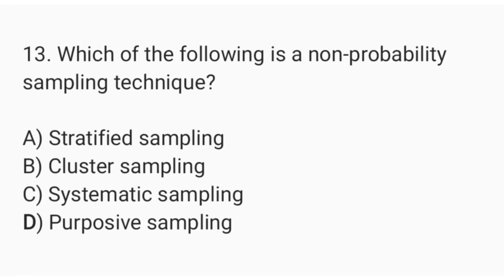Question number 13. Which of the following is a non-probability sampling technique? The options are stratified sampling, cluster sampling, systematic sampling, and purposive sampling. Option D. Purposive sampling is the right answer to this question.